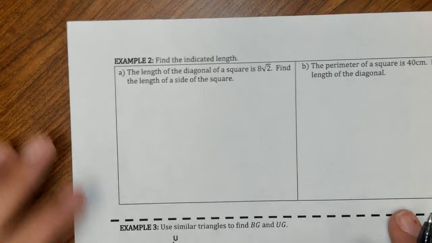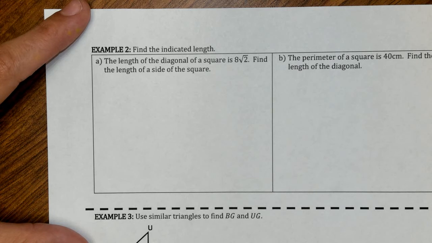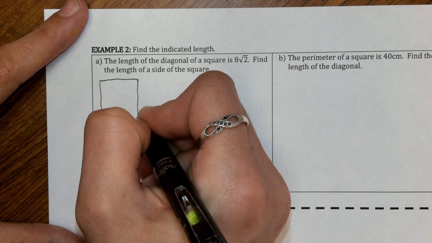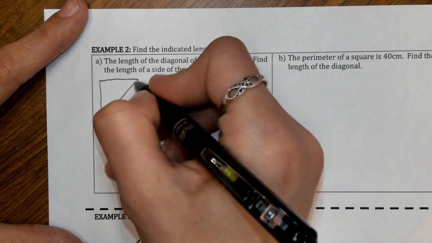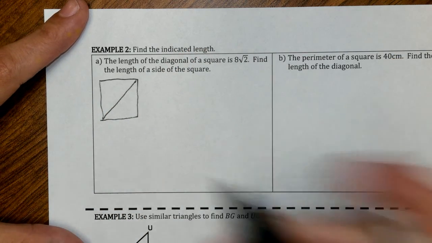Next page, let's look at some word problems, some squares and stuff here. We have the length of a diagonal of the square is 8 square root of 2. So we're going to find the length of the side of the square. All right, let's draw this guy. Geometry, all about drawing. The diagonal here is going to be that 8 square root of 2.